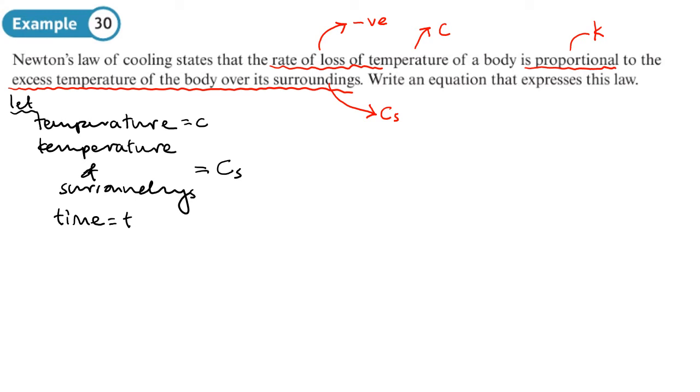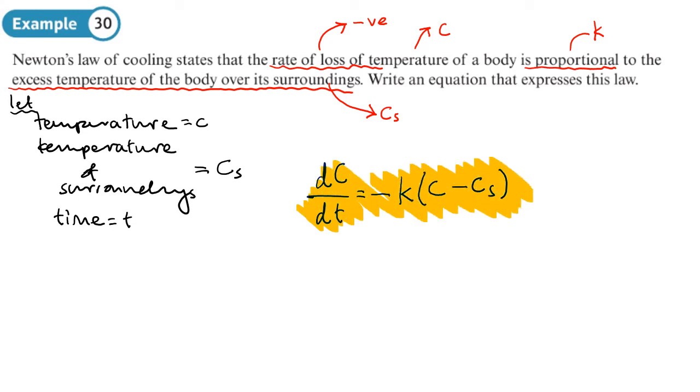So let's now write a differential equation for this. We want the change in temperature over the change in time. How do we find the change in temperature over time? Well, it's a loss of temperature, so it's a negative. It says it's proportional to the excess temperature of the body over its surroundings. How are you going to work out that excess temperature? Well, you want the temperature of the body, the object itself, and you want to take away the temperature of the surroundings, and that's it. That's all we need to do. So when you do these questions, talk it through in your head, or even write a sentence down.